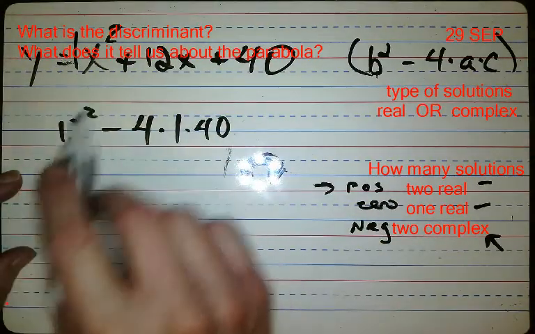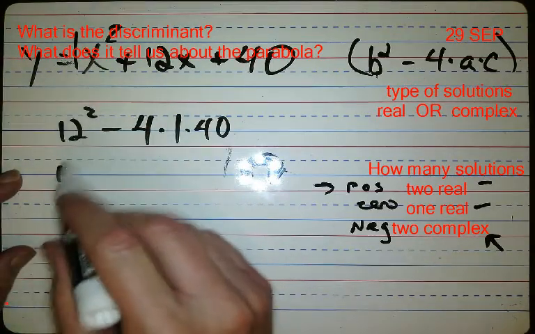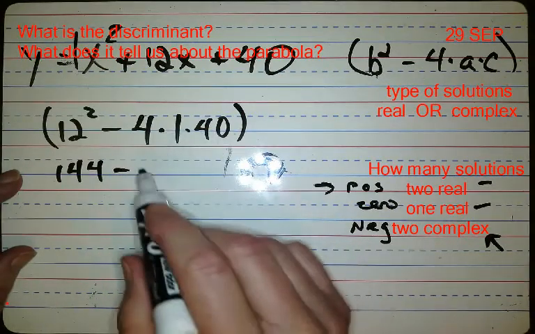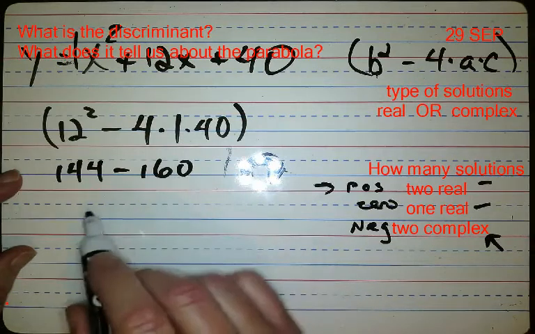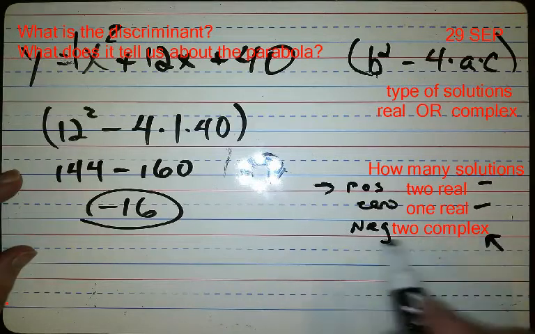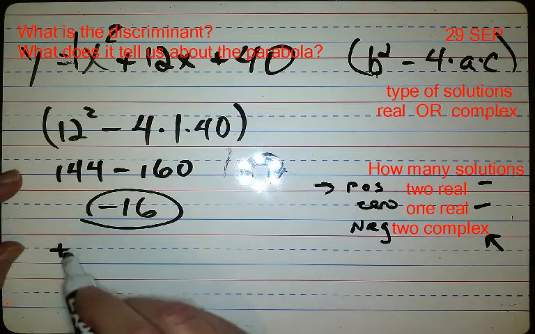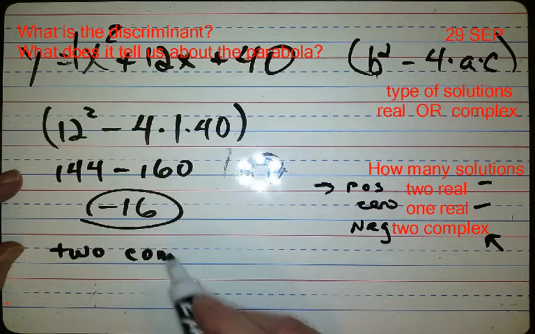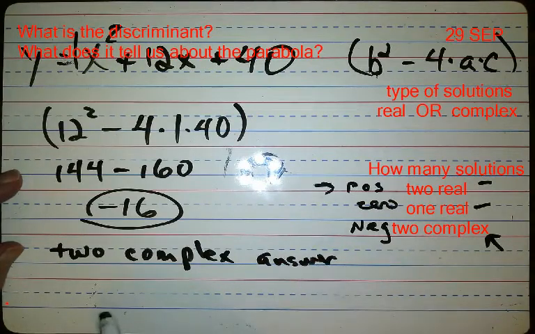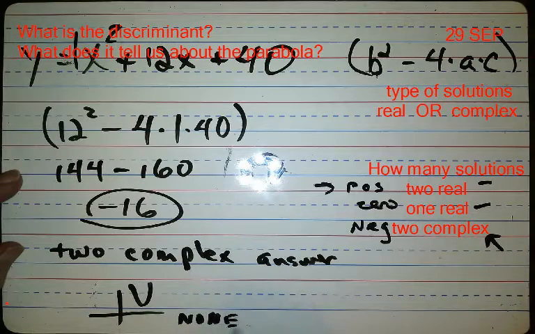Wow. Okay. So this is 144 minus 160. Oh my goodness, that's negative 16. It's a negative number. What does that mean? That means that there's 2 complex answers. That parabola doesn't cross the x-axis. It does not have any x-intercepts. No x-intercepts at all. What it has instead is 2 complex answers.